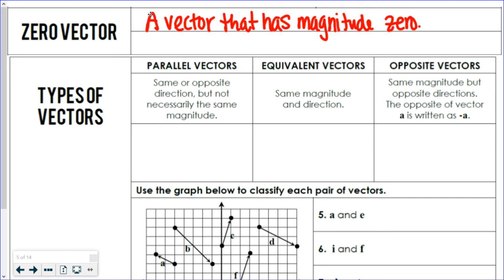And that's it for the first page of your notes for vectors. Coming up next, we'll talk about types of vectors and proving that vectors are equivalent.